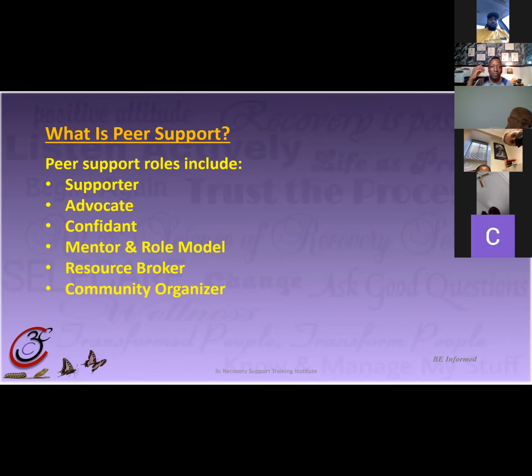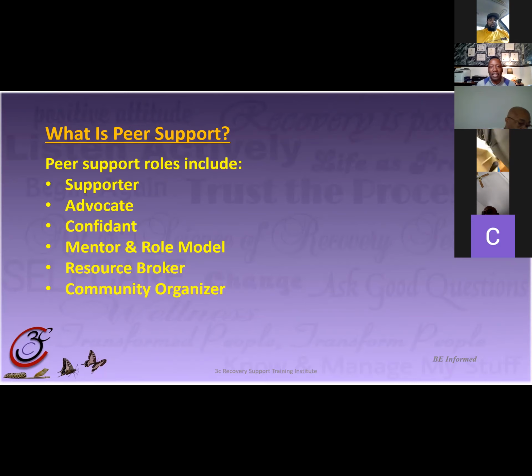Often individuals may be providing peer support or working in a peer support role, but it may not be in their title. Someone may be a house manager and say, well, I'm not a peer. But again, are you a supporter? Are you advocating? Are you a confidant? Are you a role model? You could be utilizing some of those skills in areas that don't have peer support or peer specialist in the title. Often we are flowing in those particular roles.